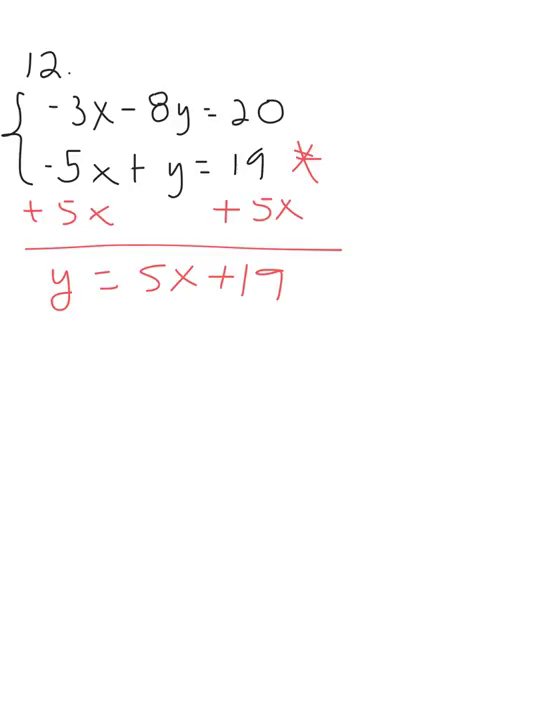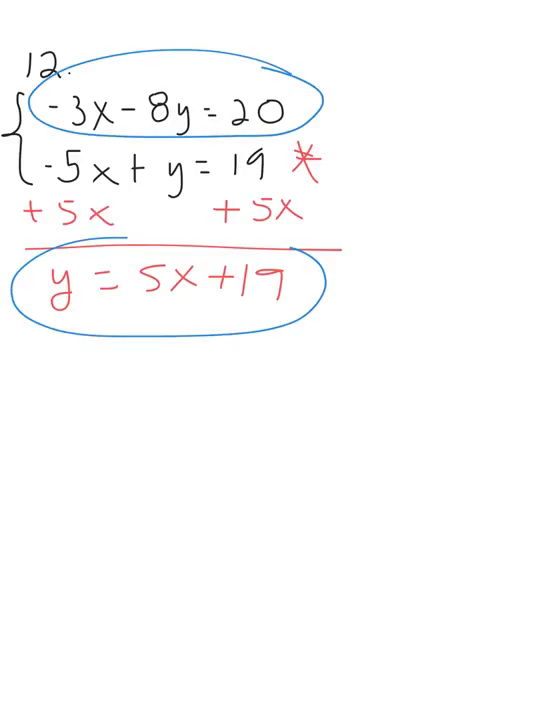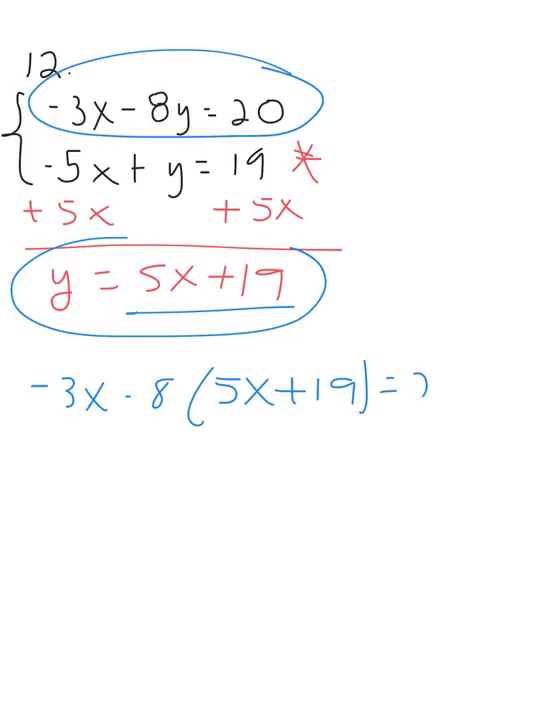So now we can work with these two. So we have negative 3x minus 8 times 5x plus 19 equals 20. So what we have done is we have taken this value for y and substituted it in right here.